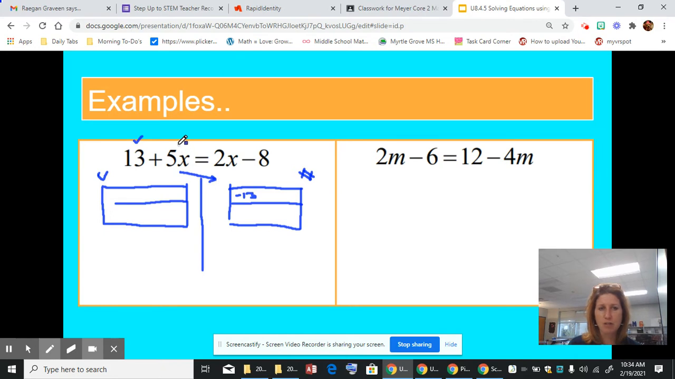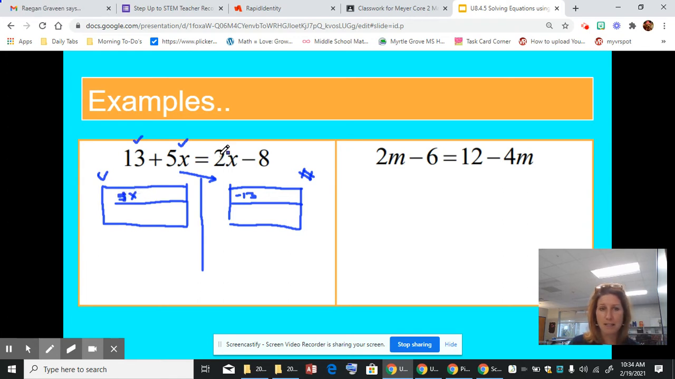The 5x, and I'm checking them off as I go to remind myself that I've covered each piece. 5x is a variable with a coefficient of 5, so that's going to stay right on the side where it's at. Oh, it didn't show up very well. Sorry, guys. Let's see if I can get it to show up a little bit better now.